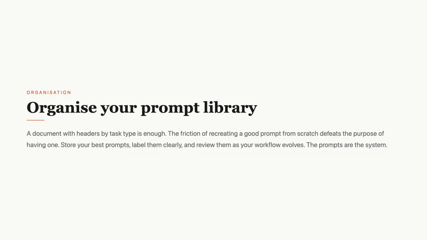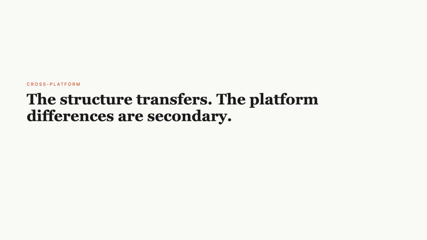The 5-element structure transfers across AI platforms: ChatGPT, Claude, Gemini, Copilot. The models respond differently in terms of style and defaults, but all of them improve with role, context, task, format, and constraints. The vocabulary of prompting is platform agnostic.